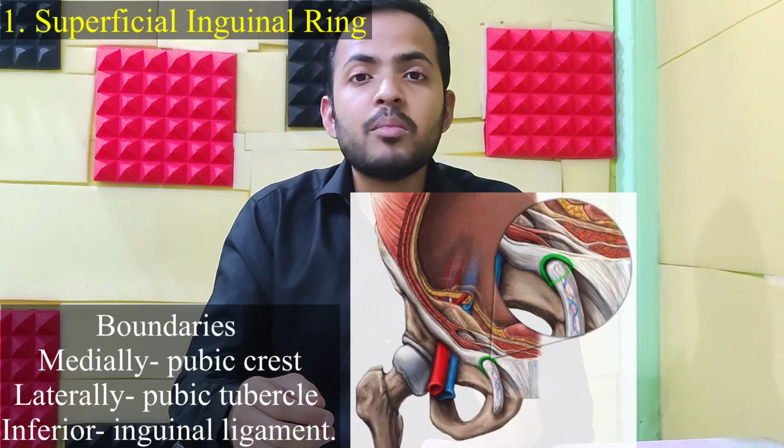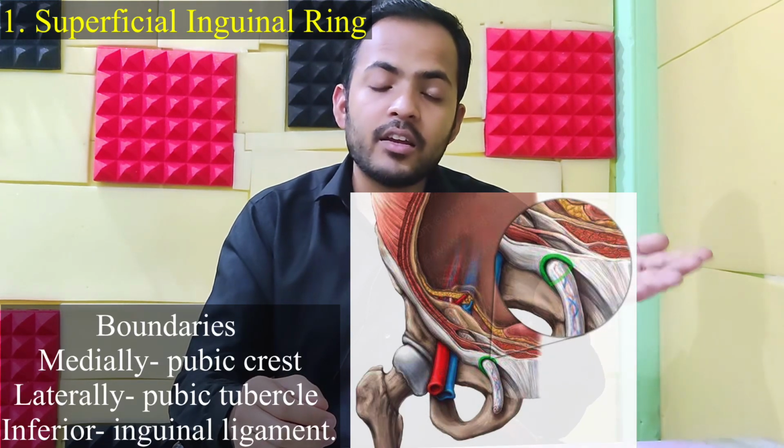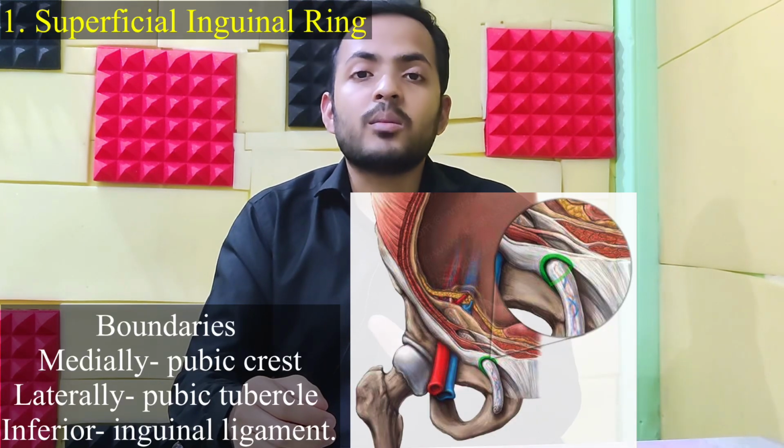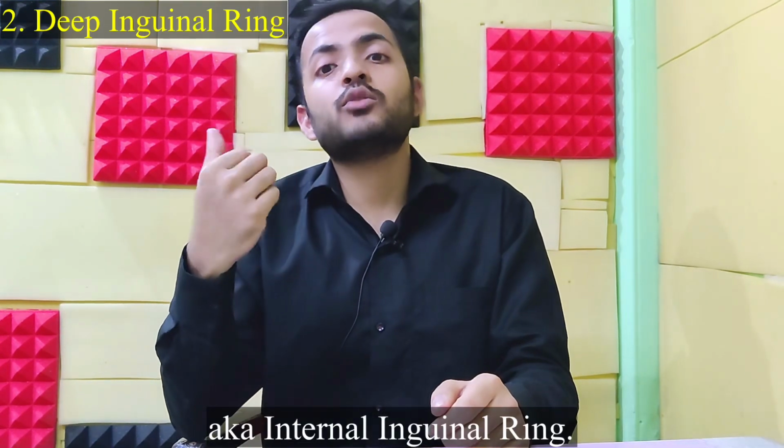It is medially bounded by the pubic crest, laterally the pubic tubercle, and inferiorly by the inguinal ligament. That's it. And now the deep inguinal ring. It is also known as the internal inguinal ring.